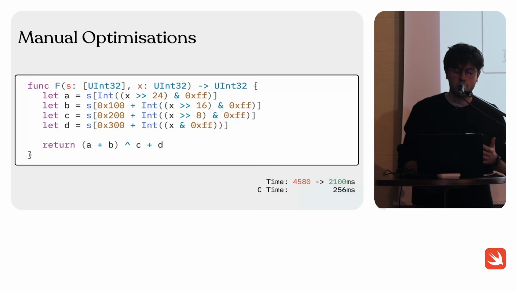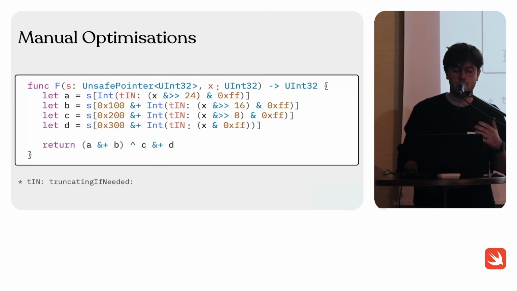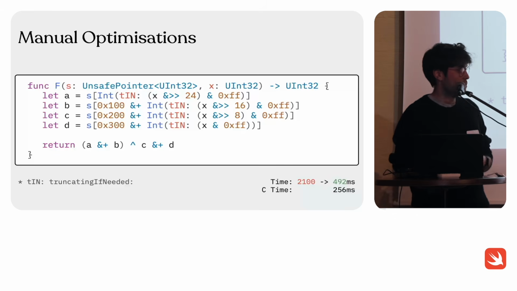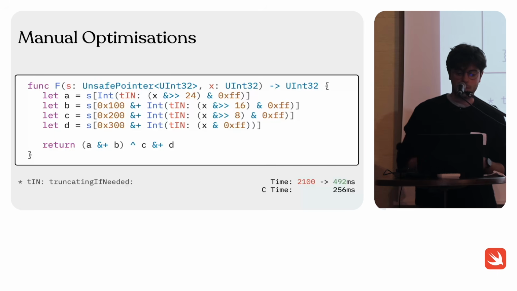And the way to do this in Swift is to use unsafe pointers. I also introduced some unchecked operations here, as you can see, with wrapping operators and the truncating if needed initializer. And this gave us a great time, almost as close as C, with 492 milliseconds to hash a cost 12 password.